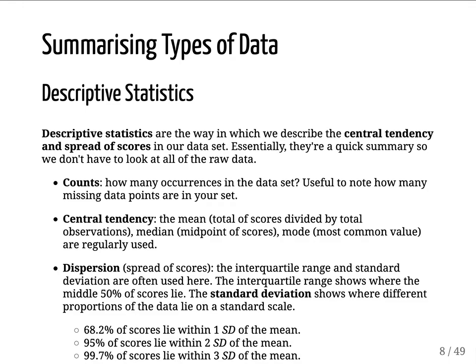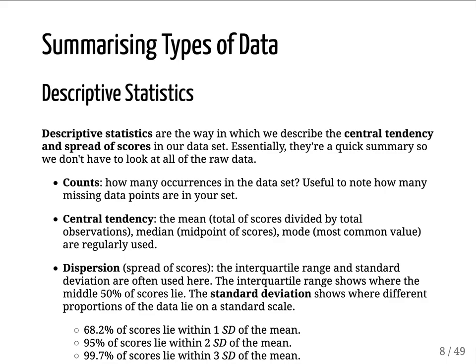Now, on top of this, we might look at the dispersion or the spread of scores. Some ways we can look at this is using an interquartile range, which is basically looking at where the middle 50% of scores lie along a certain range, or the standard deviation, which is often used. Essentially the standard deviation is a way for us to describe where the majority of our data lie on a standard scale.